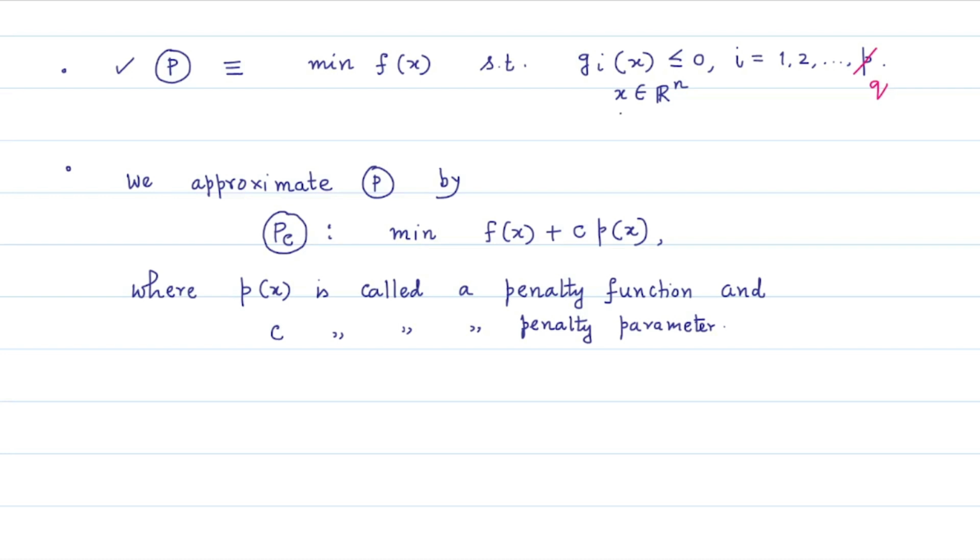If a point x is feasible, then no penalty is associated with x. Otherwise, we associate a positive penalty. That is, we take the value of the function p(x) equal to 0 if and only if the point x is feasible, and we consider p(x) greater than 0 if x is not feasible. So formally, we define a penalty function p(x) as follows.